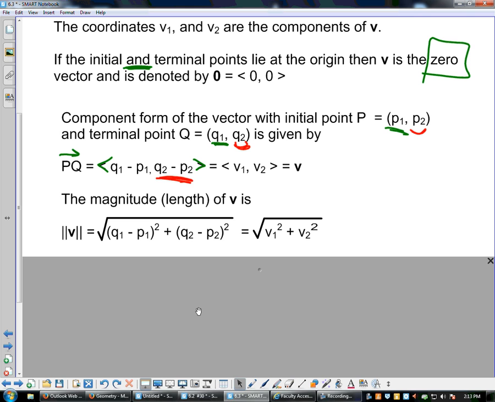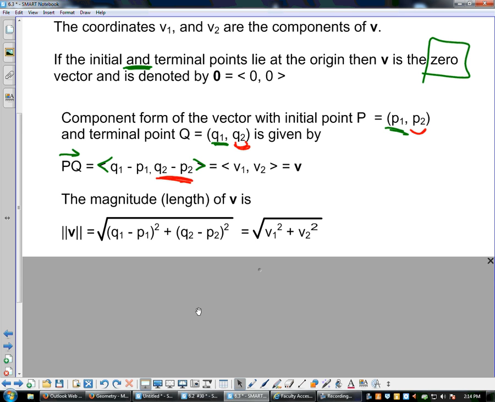The first number, your first component, is how far the x changes in your vector. It's the x change, all right? The second component is how far the vertical changes, how much the y changes. So in that last example, our vector RS could be written in component form as <3, 1>. That means the change in x was 3 units and the change in y was 1 unit. That's all it is.